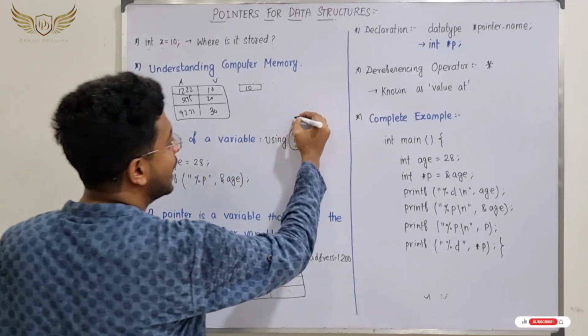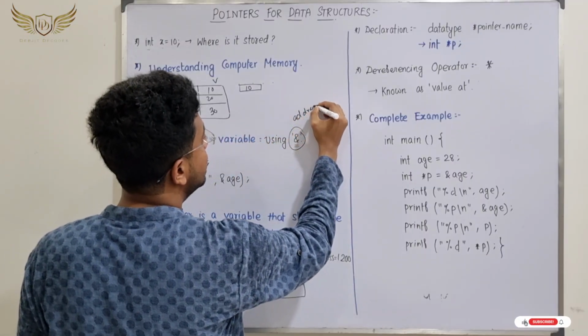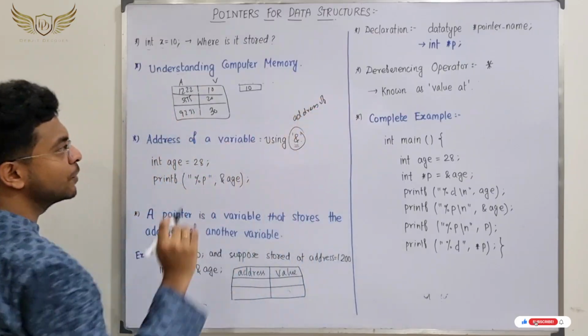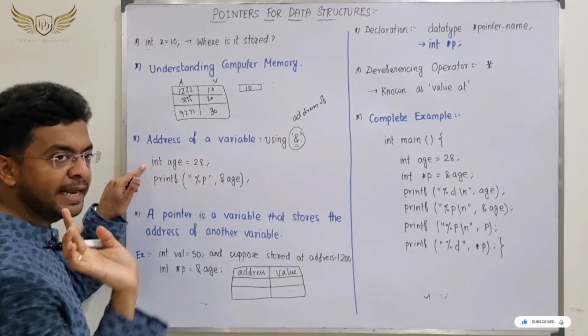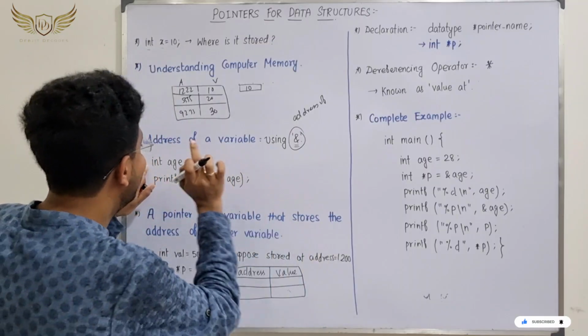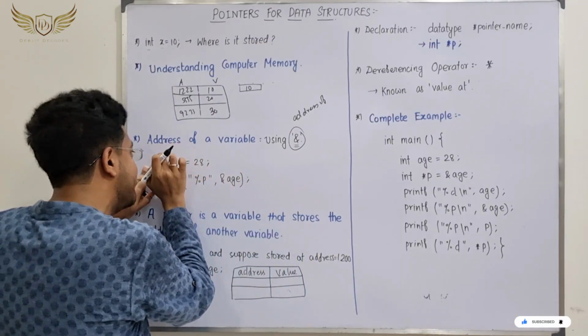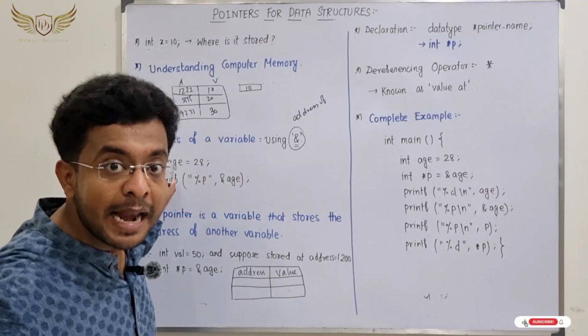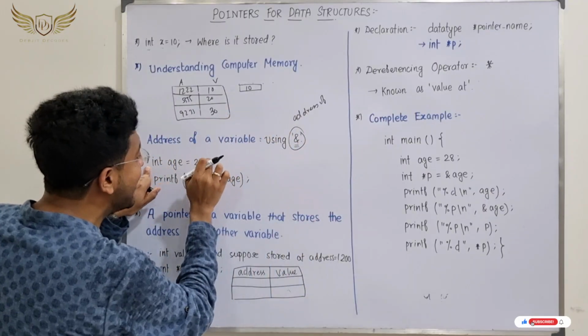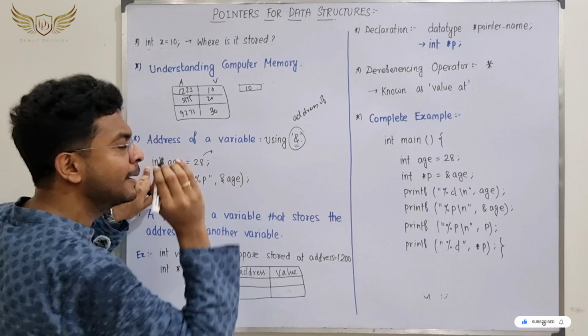This sign is also known as address of. See how? int age = 28. That means age is a variable of type integer, which is storing the value 28 inside it. Now if you want to print only age, you will be getting the value 28 back.